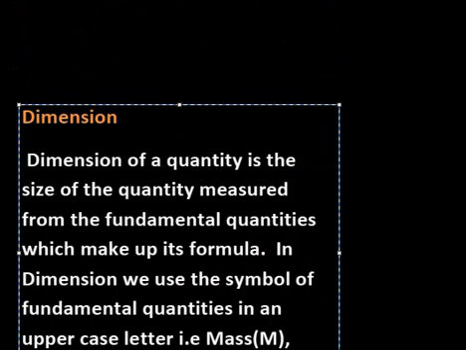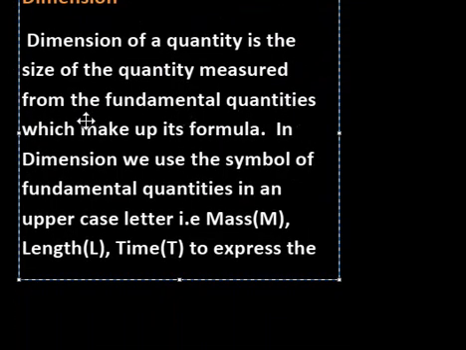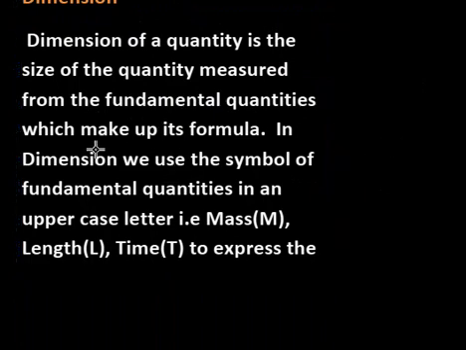Dimension in physics: the dimension of a quantity is the size of the quantity measured from the fundamental quantities which make up its formula. So we can say that every derived quantity, which we know has a formula gotten from the fundamental quantities, can be expressed in dimension. The dimension of the quantity is the size of that quantity measured from the fundamental quantities which make up its formula.